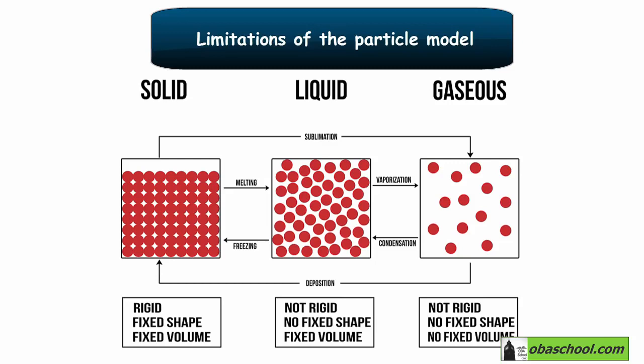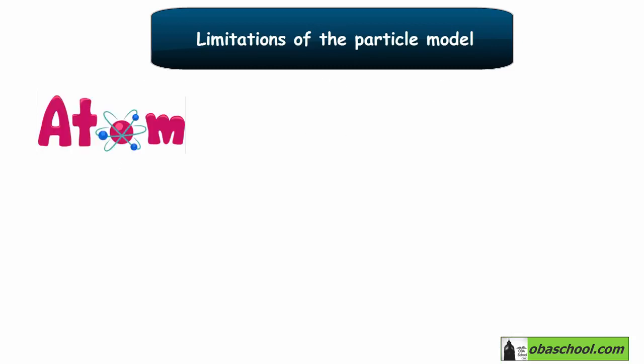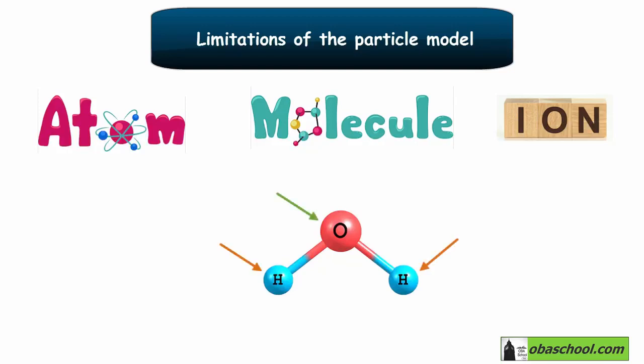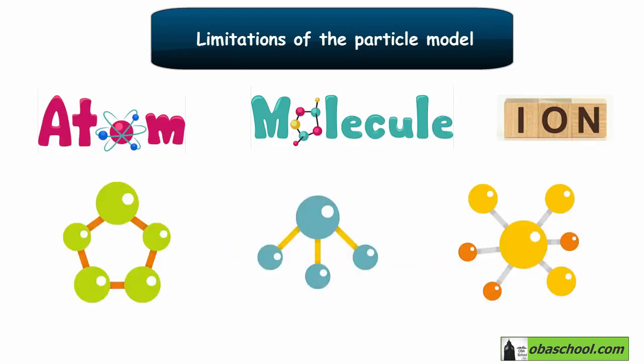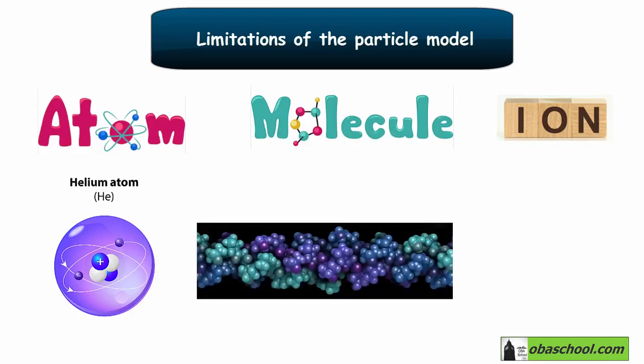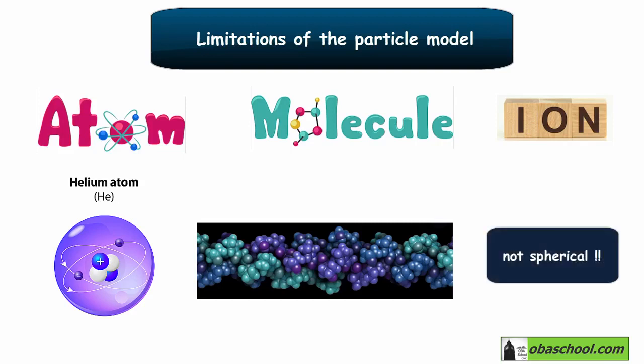However, the particles that make up substances are atoms, molecules, or even ions. For example, if we take water, we have molecules of water, H2O. These molecules are made up of 2 hydrogen atoms and 1 oxygen atom. So these atoms, molecules, or even ions can be different in size, from the small helium atoms in helium gas to the polymer molecules in plastics, which can contain many thousands of atoms, and actually they are not spherical.